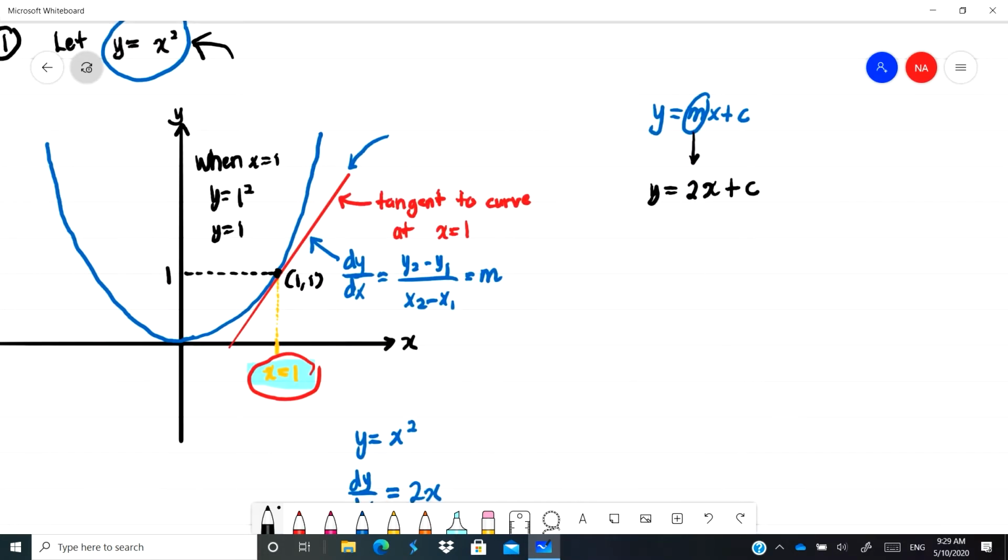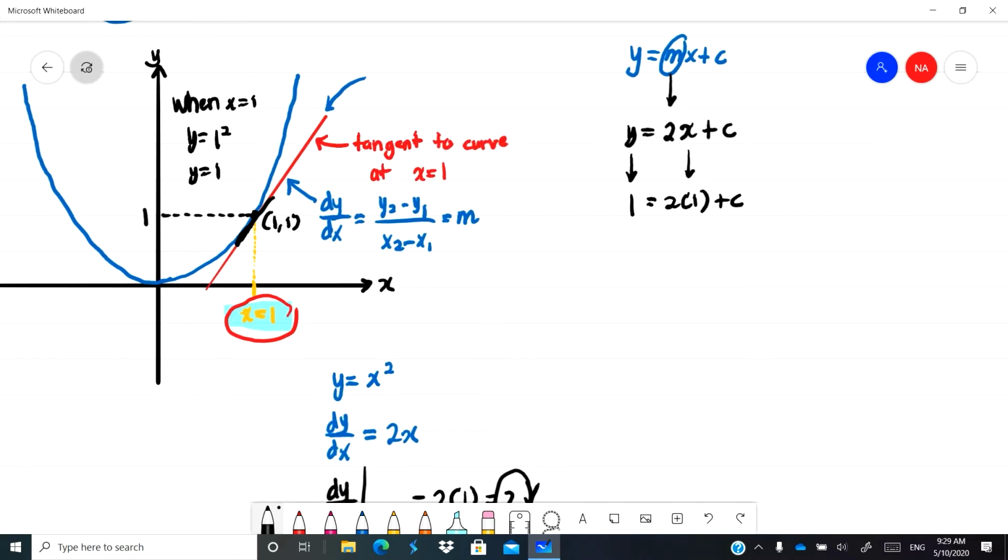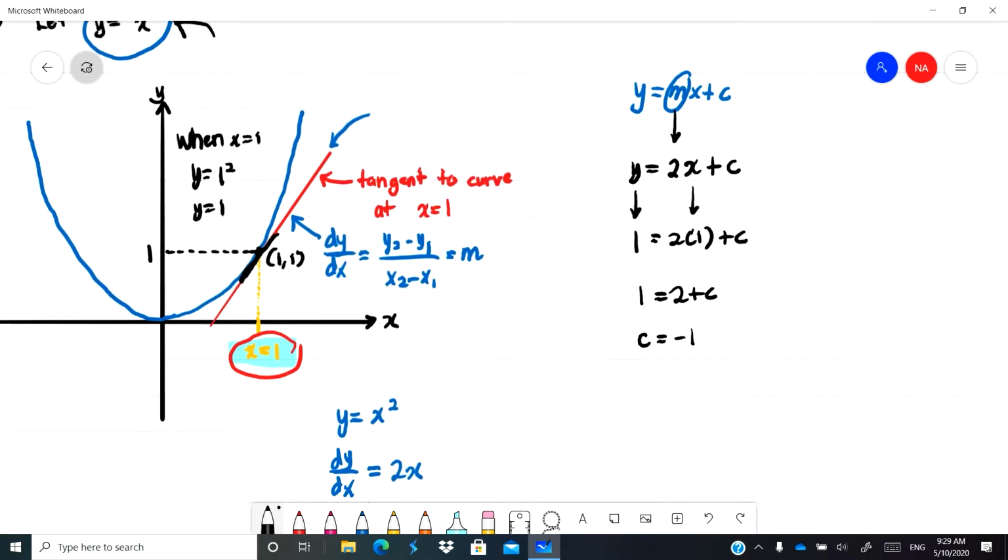Since the tangent touches (1, 1), it passes through (1, 1). So we can substitute the value of y with 1 and the value of x with 1. So we'll have something like this, and now we can find the value of c. 1 equal to 2 plus c, so c should be -1. That's the value of c.